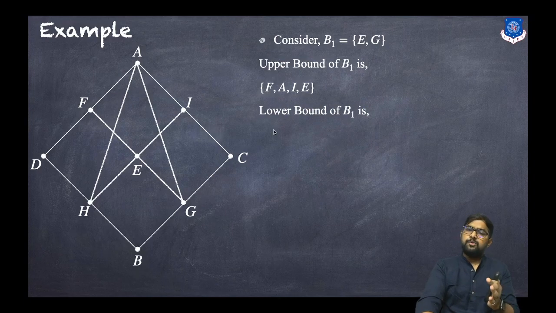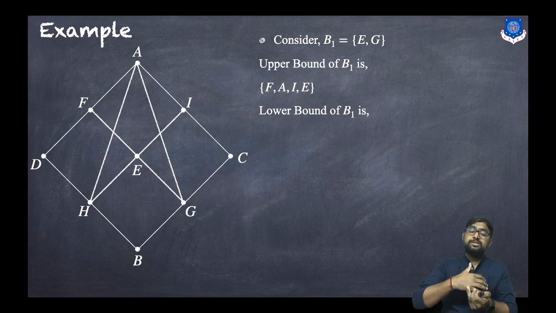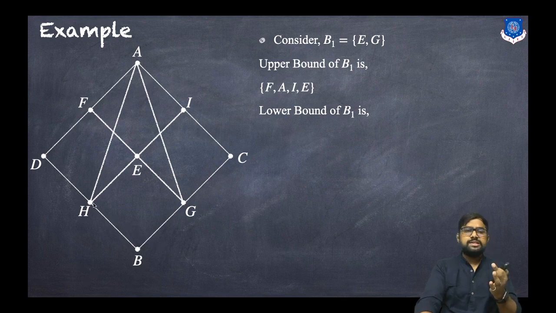Now for lower bounds. So again, for lower bounds, there has to be a relation from the lower points to the given set. So E and G. So what are the lower bounds? So that means H and B. So just consider, can we go from H to E? Yes. And can we go from H to G? No. So H cannot be a lower bound. Now can we go from B to E? B to E, yes. And can we go from B to G?